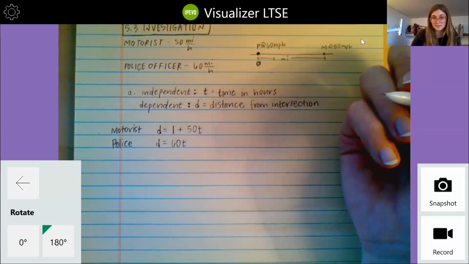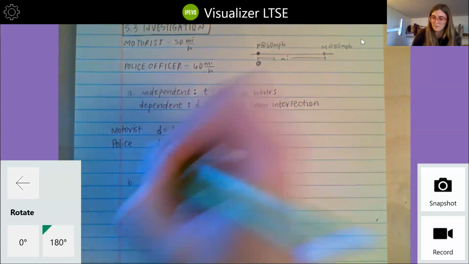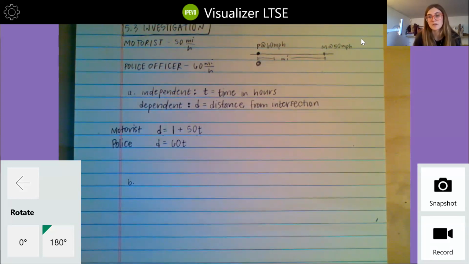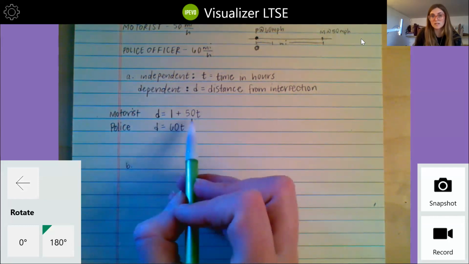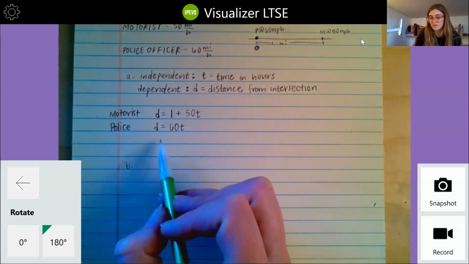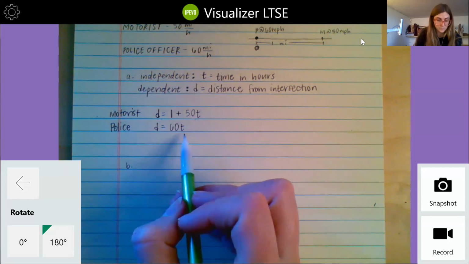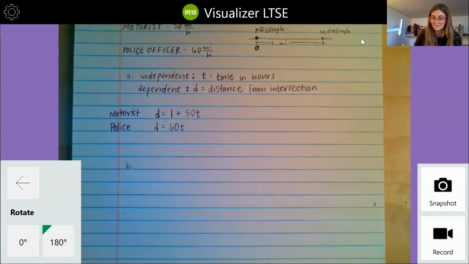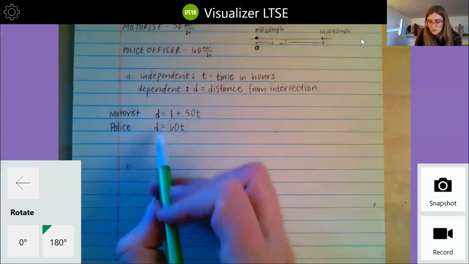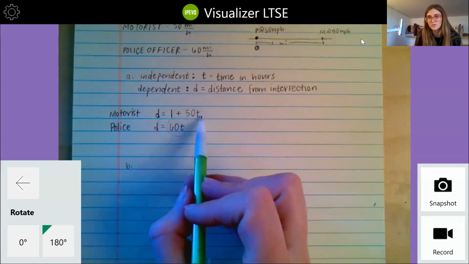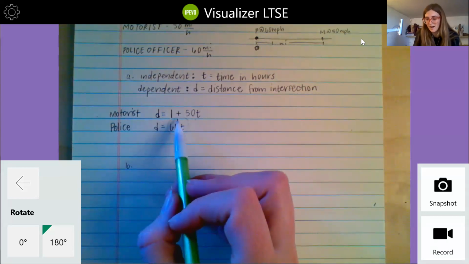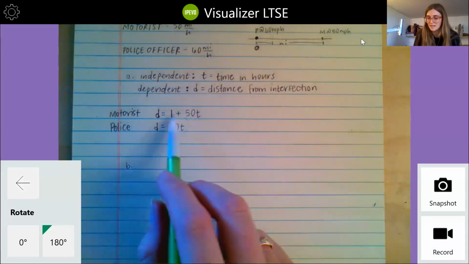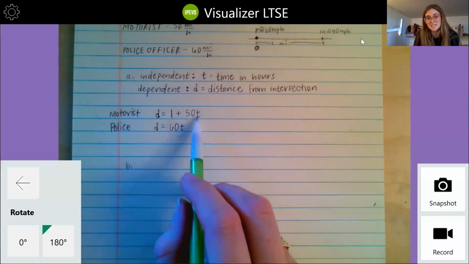Now this next piece is where this method of substitution comes in. Substitution. Up here in my first equation, I have d equals 1 plus 50t. My second equation is d equals 60t. Since these are two different variables, solving for d isn't really telling me anything, because it's only telling me in terms of t.